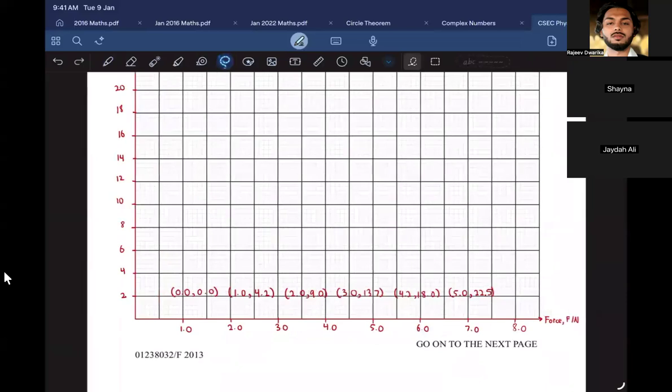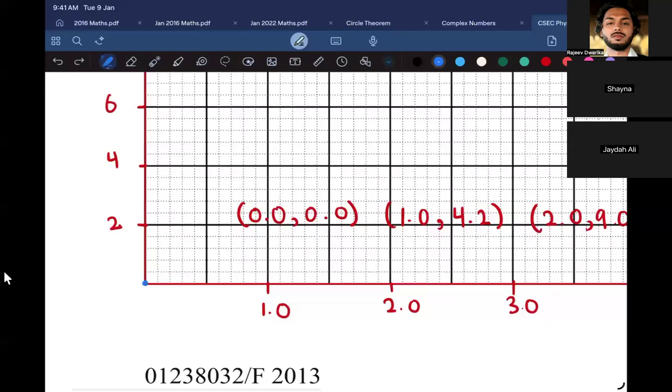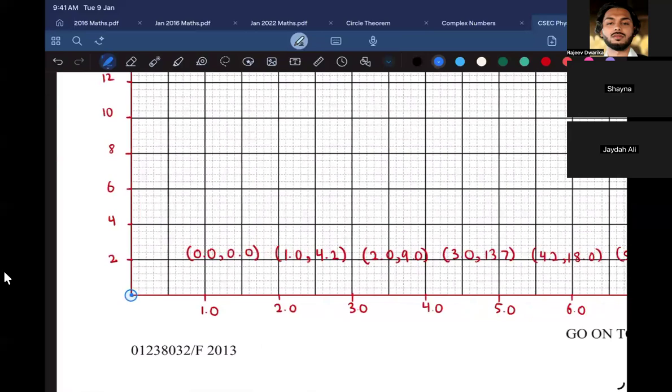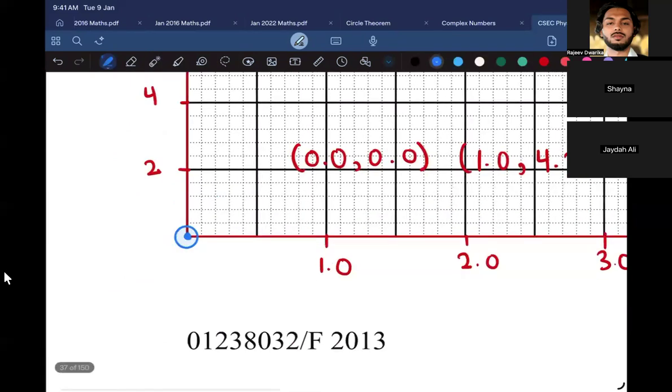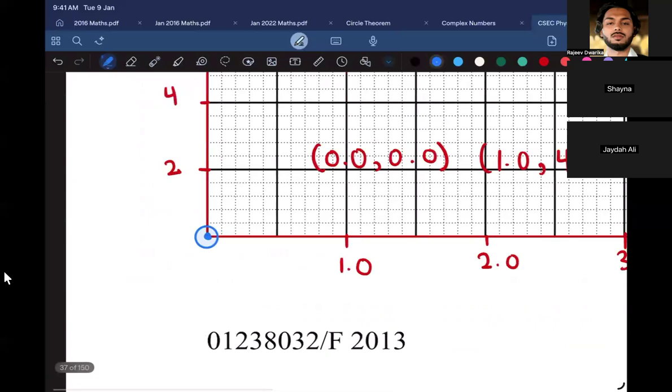So Jada, what's the first point? 0.0 and 0.0. So that would be right here, right? Yes. Cool. Next point is 1 comma 4.2. Now this is what I'm going to advise you to do. We should figure out what one of these small blocks is. So Jada, how many small blocks do we have inside this big block? 5. So hence we can write that 5 blocks is equal to 2. So what would one block be? 2 over 5.